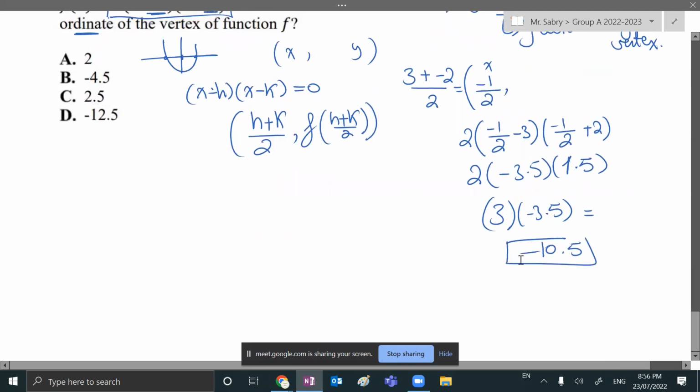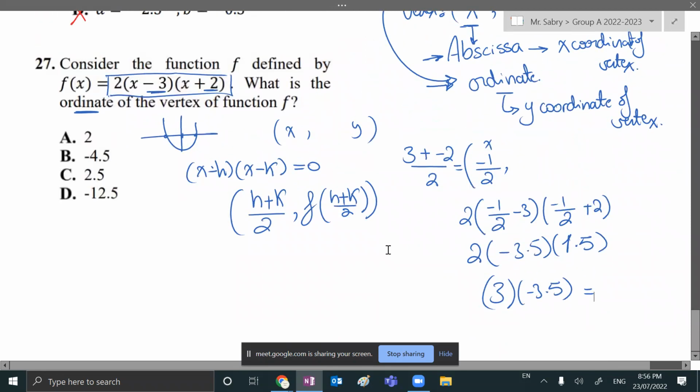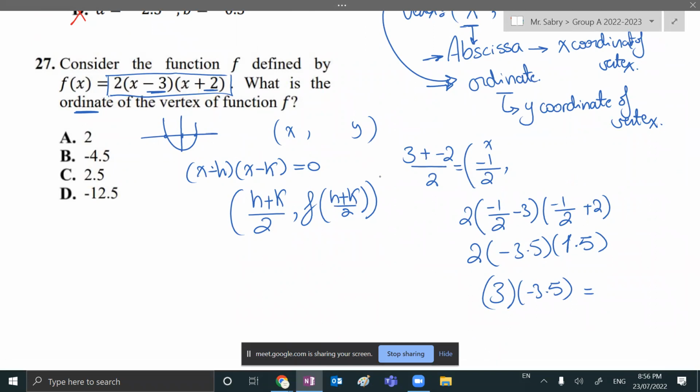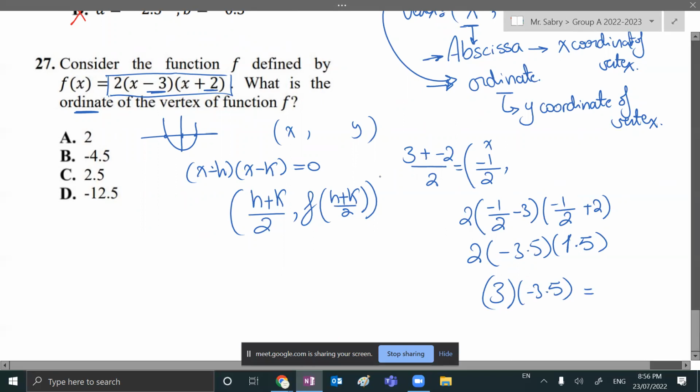I think. Did I calculate? No, I did not calculate it right. Can someone please do that? Can someone calculate this, sorry, on a calculator at least? Yeah, negative 12.5. So I probably miscalculated something else.